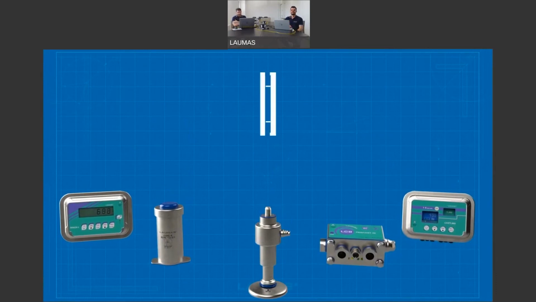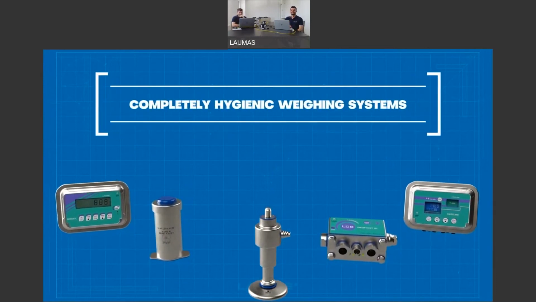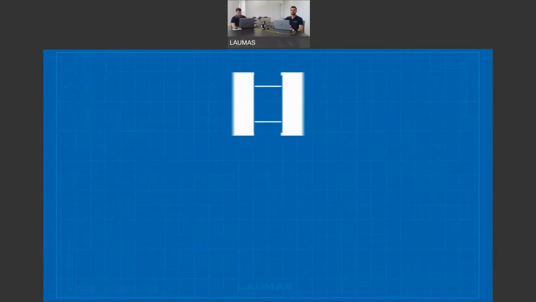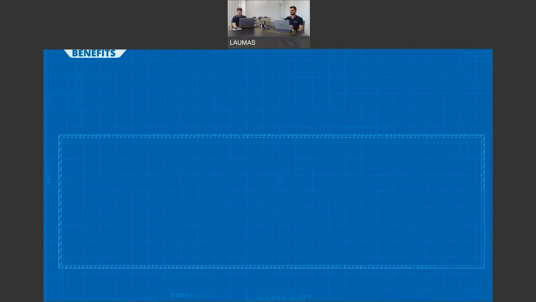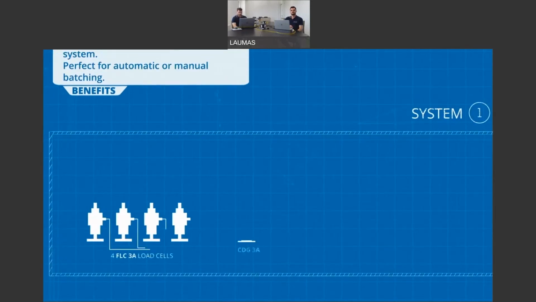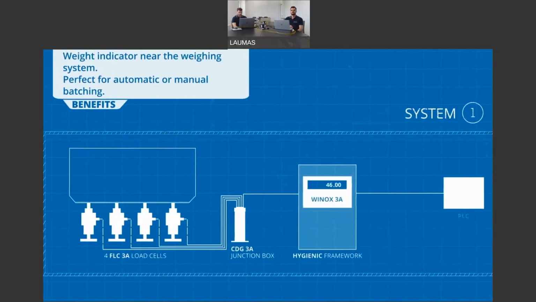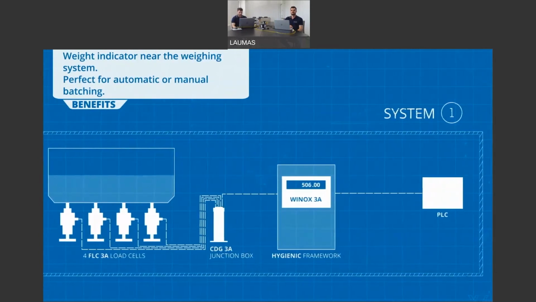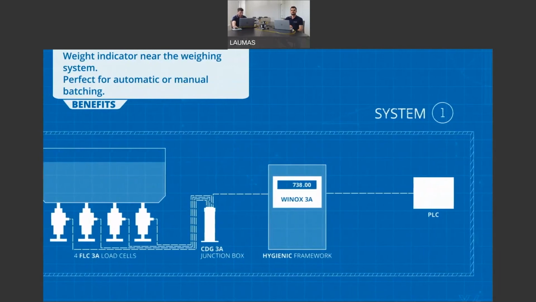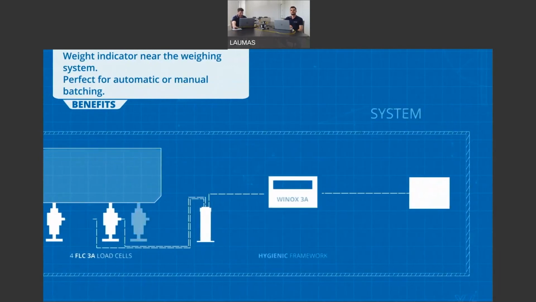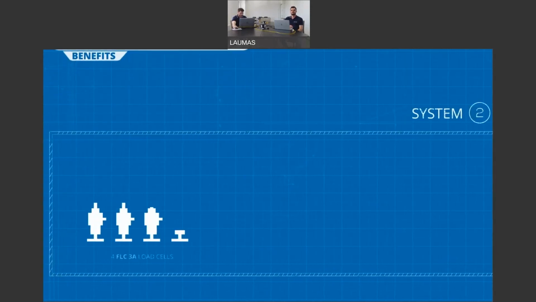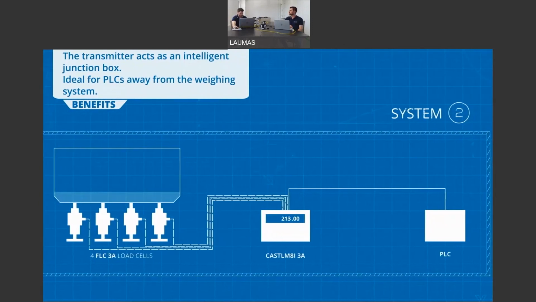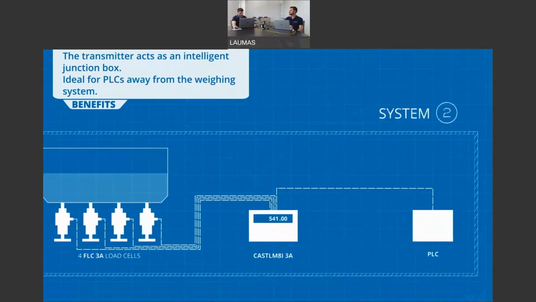It is possible to combine the various components to create different, completely hygienic weighing systems. Let's see some examples. 4 FLC load cells connected in parallel to the CDG sanitizable junction box. The system is connected to the Winox 3A weight indicator, which is built into the power panel. 4 FLC load cells connected to the CAS TL M8 inox multi-channel transmitter, located in the field next to the weighed tank.